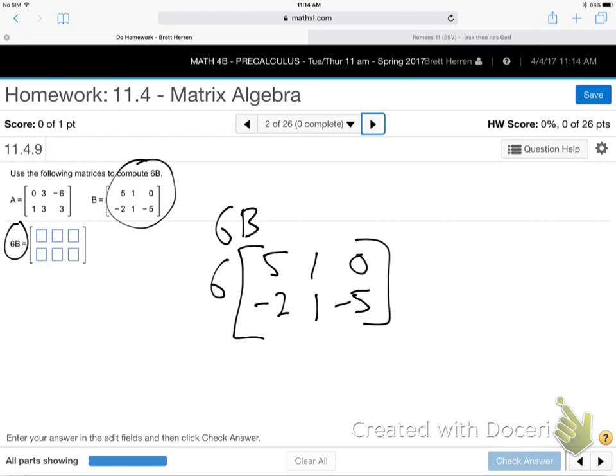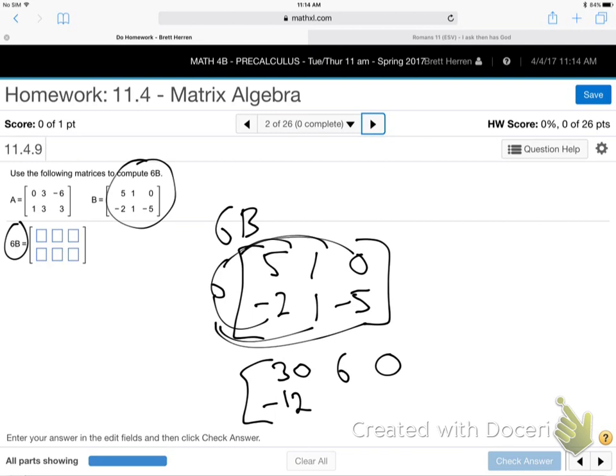Exactly. You just distribute to everybody. That's exactly what they came up with. You just distribute to everybody. So it's 30, 6, 0. What's that? Negative 12, 6, negative 30. If you have a constant number multiplying a matrix, you just multiply everything inside the matrix.